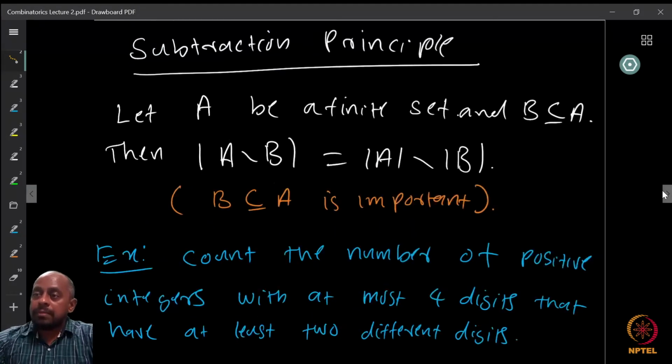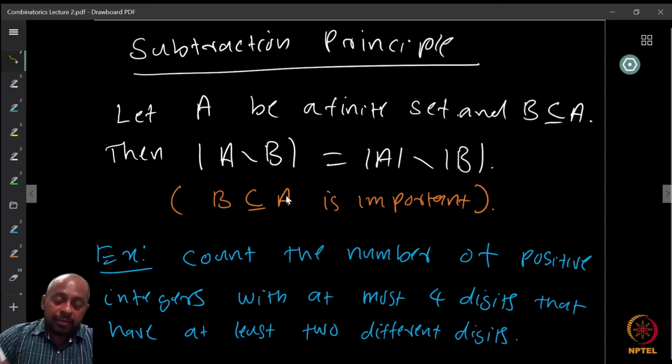So here is a subtraction principle. What is the subtraction principle? It says that if A is a finite set and B is a subset of A, then the cardinality of A minus B is equal to the cardinality of A minus the cardinality of B. Earlier we were looking at when we can add. Now we are asking when we can subtract. If B is a subset of A, then we can find the cardinality of A minus B by taking the cardinality of A minus the cardinality of B.